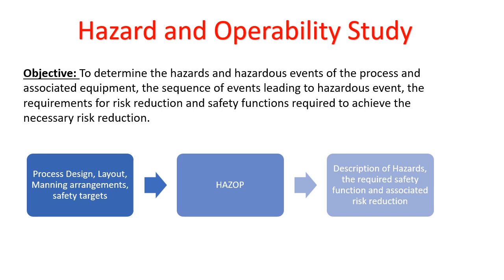So what are the inputs for this process? Inputs are process design, layout, manning arrangement, and safety targets. And what are the outputs of this process? Description of the hazard, the required safety function, and associated risk reduction.